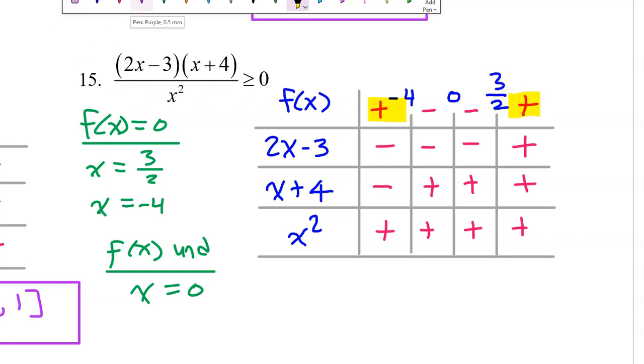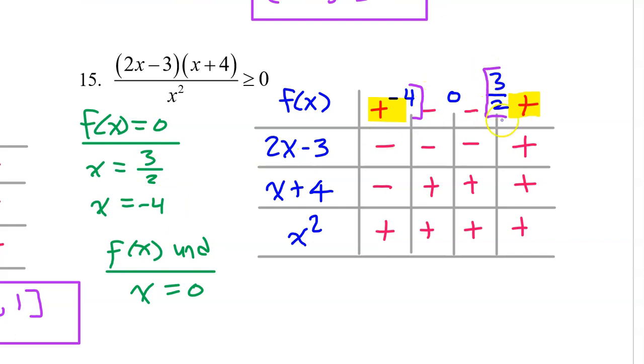Because we want greater than or equal to 0, we should include any endpoints where f of x is equal to 0. So I will show this by putting a bracket on the 4 and a bracket on the 3 over 2. So the solutions are from negative infinity to negative 4, bracket, union, bracket, 3 over 2 to infinity.